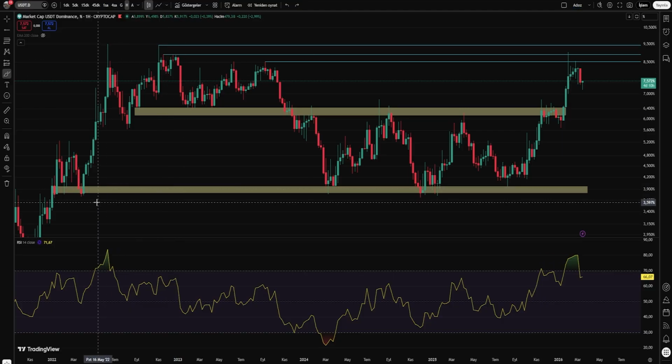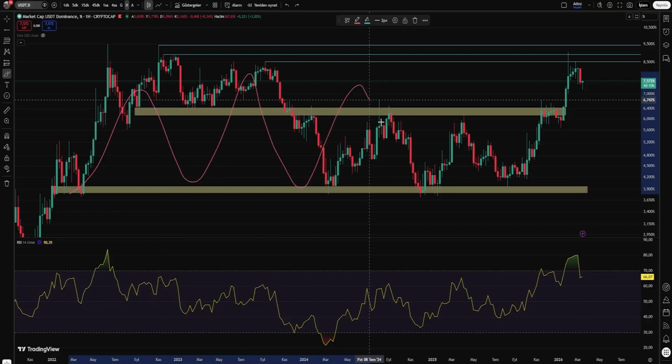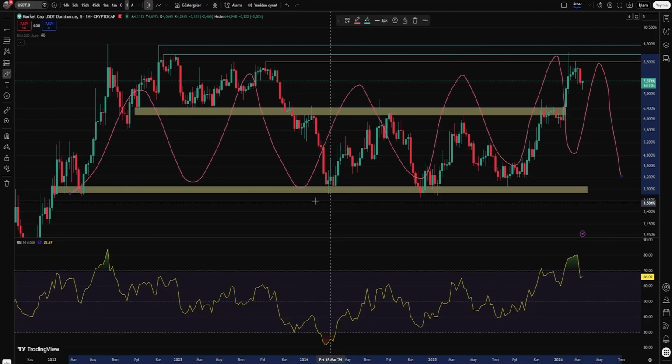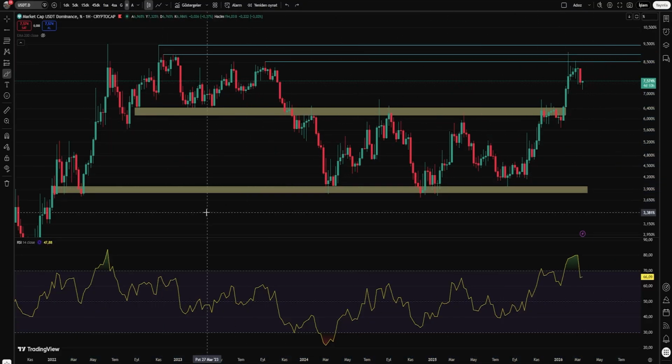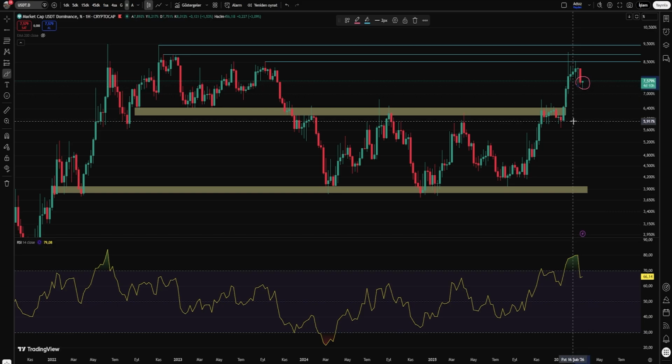Think about what that means. Every crypto bull run, every bear market, every recovery, all of it has happened within this range. The market has been respecting these two levels like clockwork. And right now, USDT Dominance is sitting at 7.551% in the upper half of this range, approaching the upper resistance zone, and the implications for crypto are enormous.